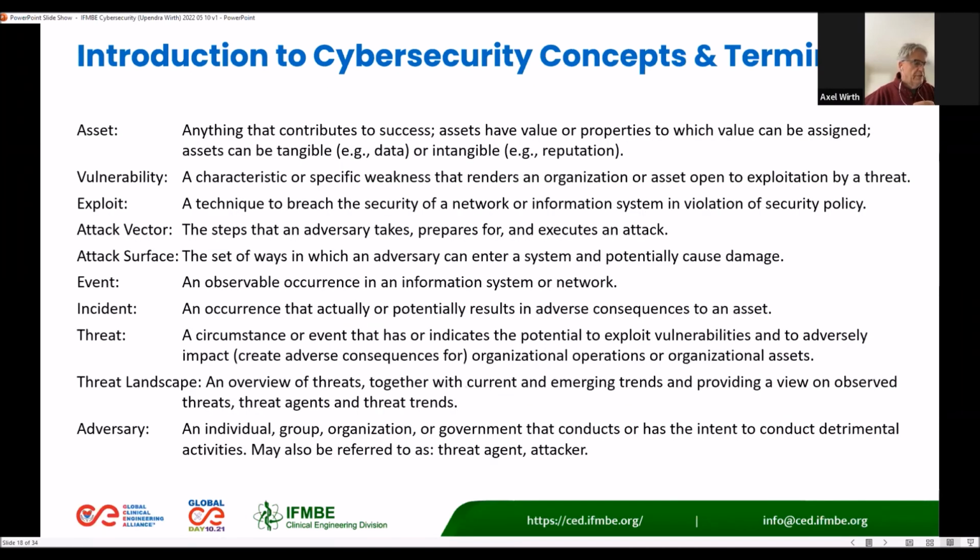I don't want to go through details here. These are just the terms I just walked through. They're going to be in the handout for your benefit.